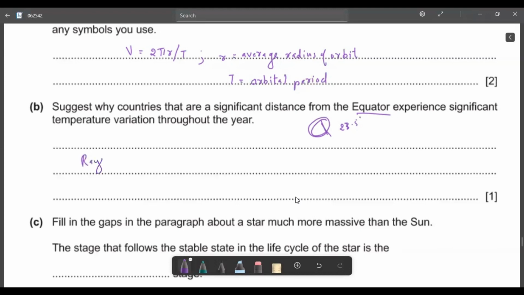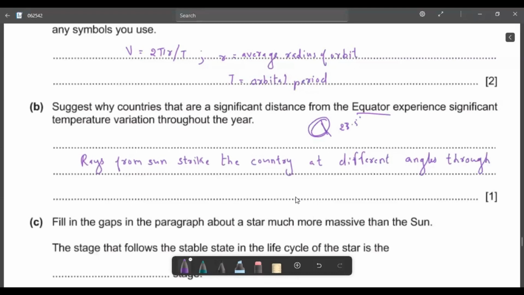That is, rays from the sun strike the country at different angles throughout the year. This happens because of Earth's tilt.